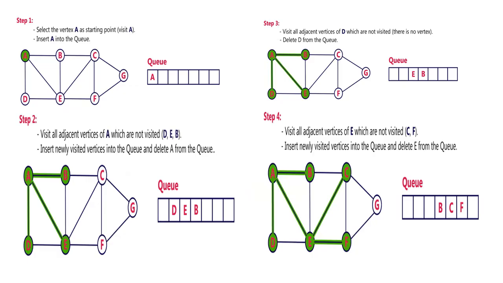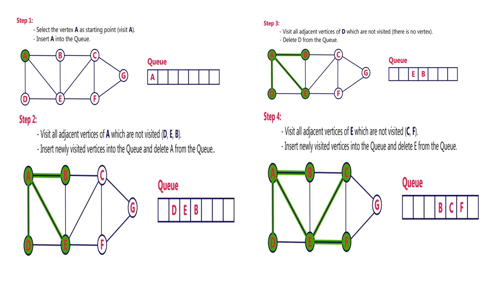First, we have to select the vertex A as a starting point. Now, insert the vertex A into the queue. Now, we have to check all the adjacent vertices of the vertex A, that is B, E, and D. These are the adjacent vertices of A which are not visited. So, we are going to insert all these newly visited vertices, that is B, E, and D, into the queue.